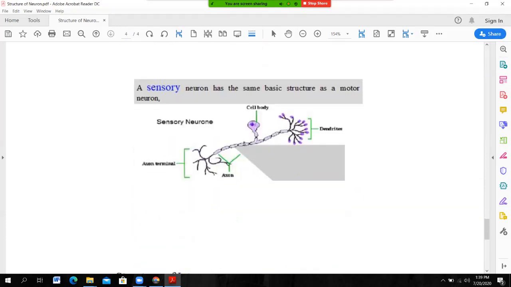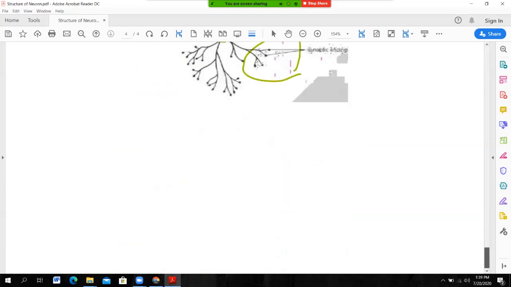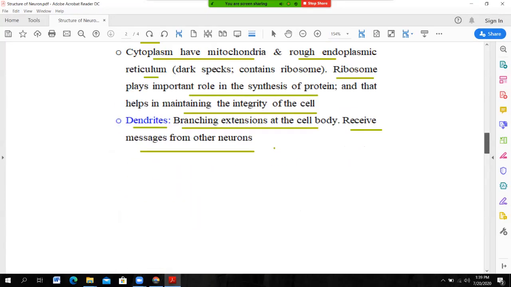Sensory neuron have the same basic structure as that of motor neuron. They have dendrites, they have cell body, also have the axon and the axon terminal portion. And also the interneuron, they contain cell body, they have dendrites as a short projection like structure, they have short axon, and they have synaptic terminals. So all these about the structure of these three important neurons: the sensory neuron, motor neuron, and interneurons.